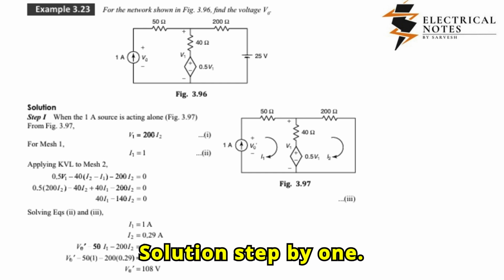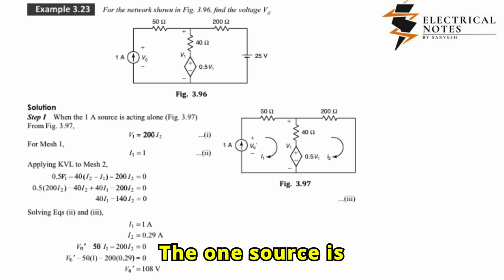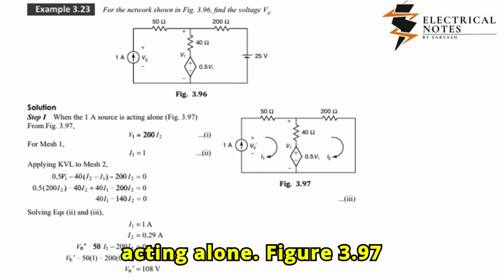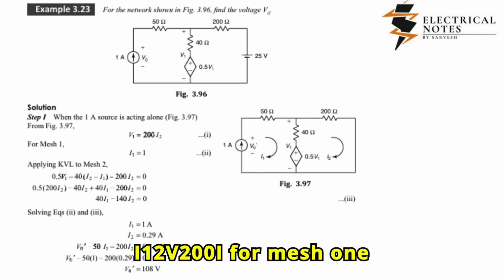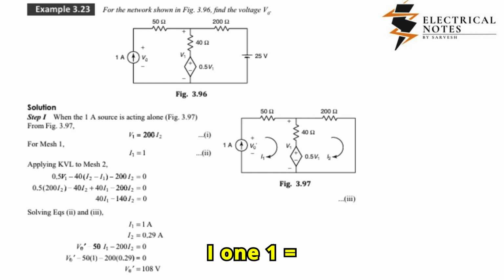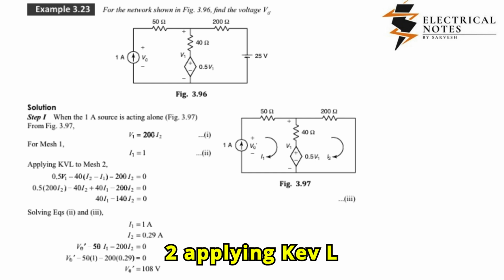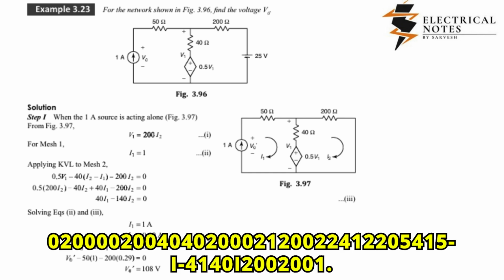Solution. Step 1: when the 15V source is acting alone, Figure 3.97. From Figure 3.97, Vx equals I. For mesh 1, I1 equals 2. Applying KVL to mesh 2.